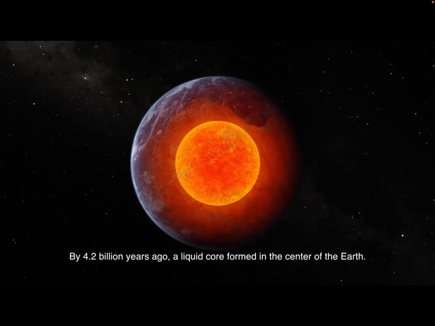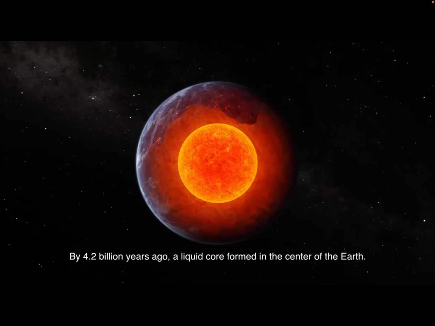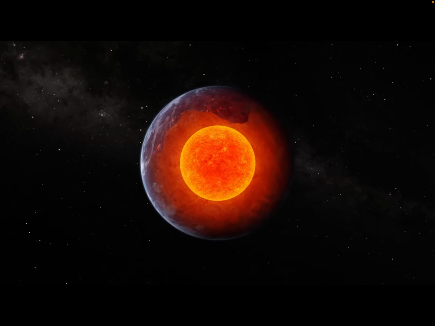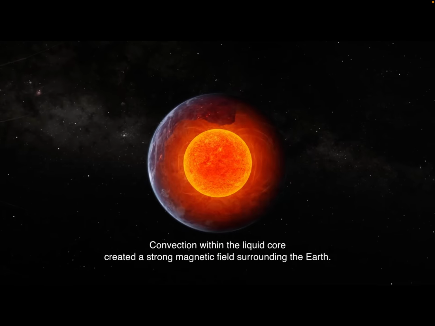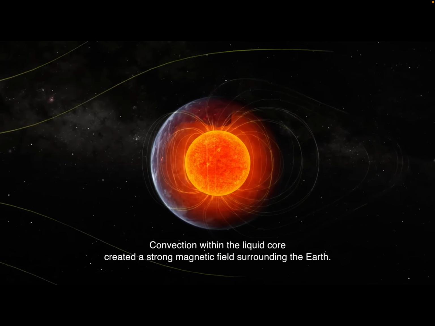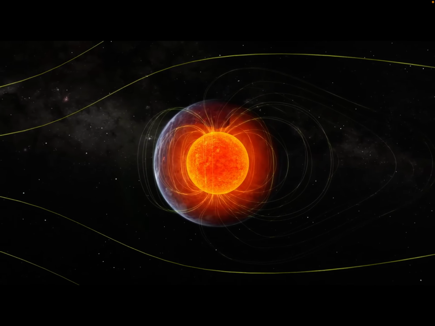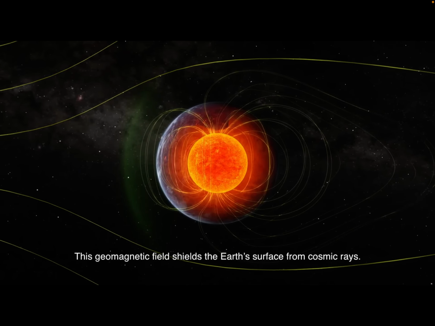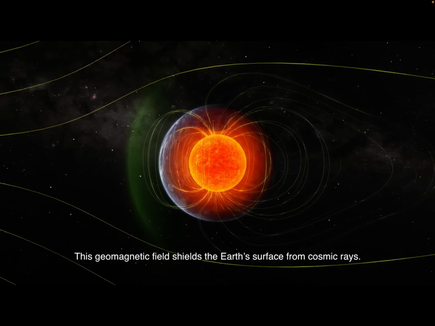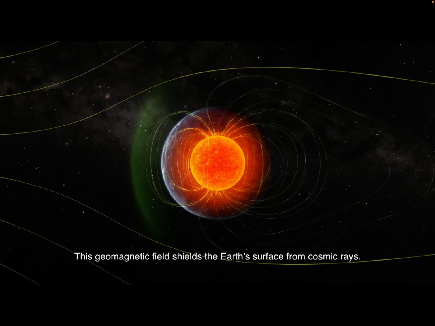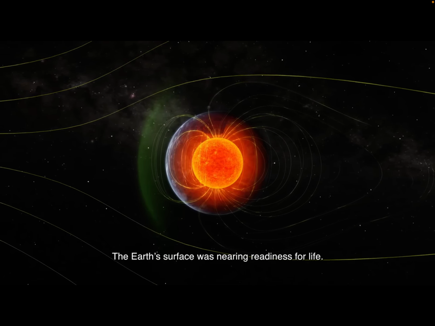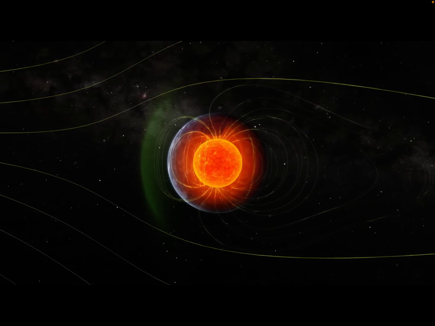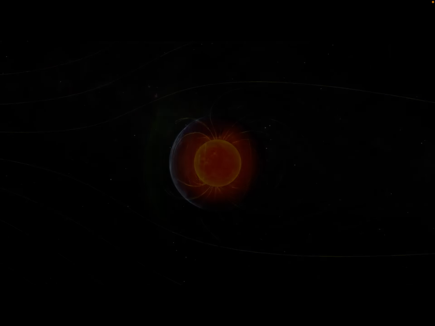By 4.2 billion years ago, a liquid core formed in the center of the Earth. The liquid core is called the outer core. Convection within the liquid core created a strong magnetic field surrounding the Earth. Yeah, the magnetic field formed about 4 billion years ago. Not 4.2 billion years ago. This geomagnetic field shields the Earth's surface from cosmic rays. Well, the magnetic field was kind of small. The Earth's surface was nearing readiness for life. Because the inner core wasn't formed until 1 billion years ago. So 3 billion years later.